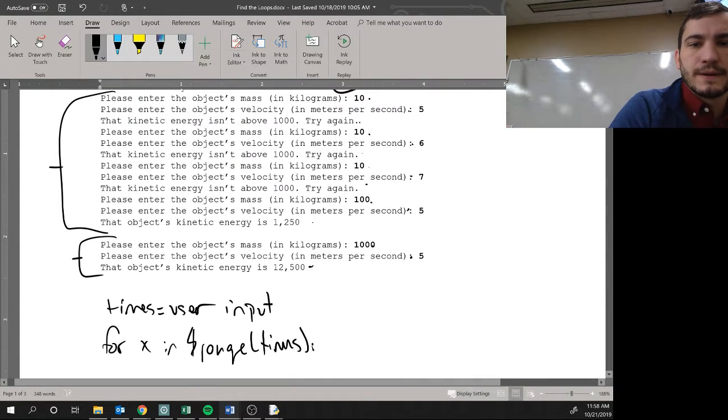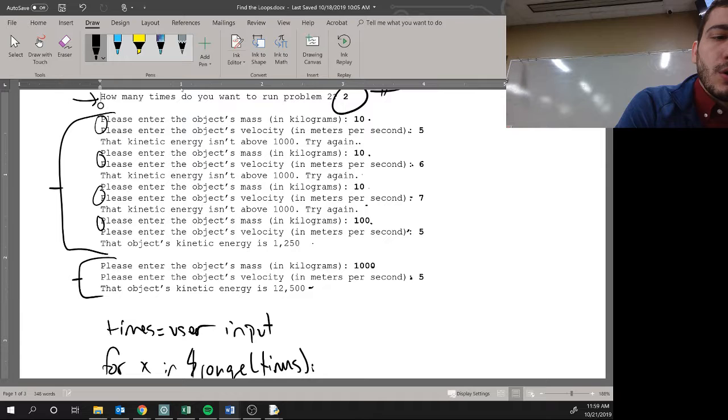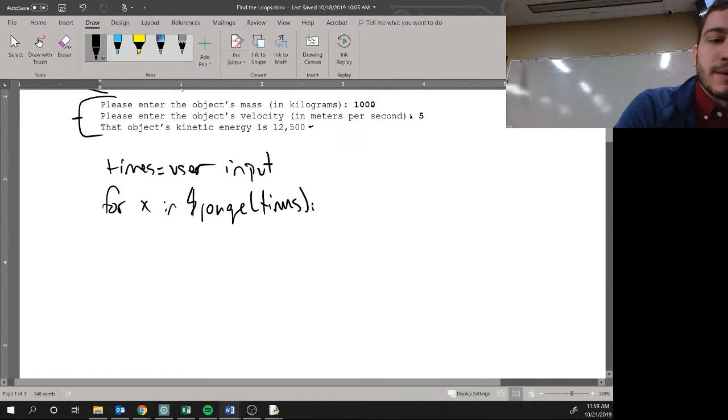forgive the handwriting. And then it's like, okay, well now I notice that I'm asking for these two things over and over, and it's telling me that my kinetic energy is not above 1,000. That's telling me that's a condition. So I'm going to need at some point, I'm going to leave some space here, I'm going to need a while loop while kinetic energy is less than 1,000.